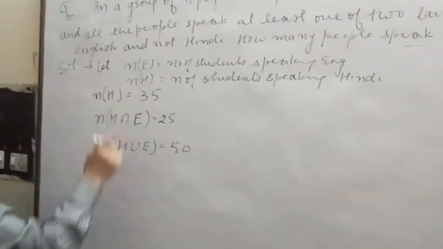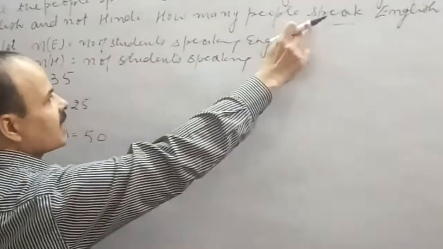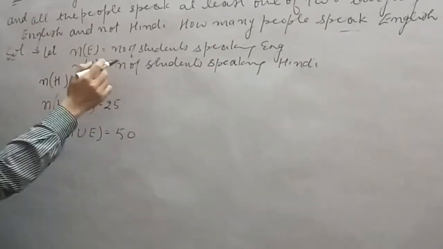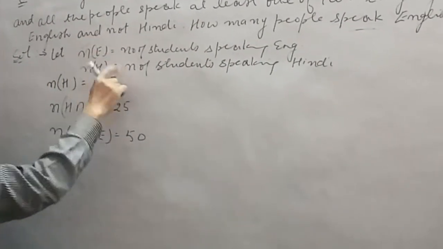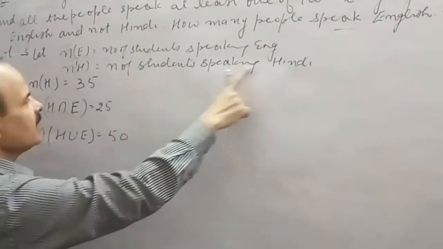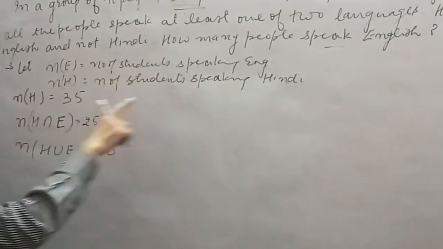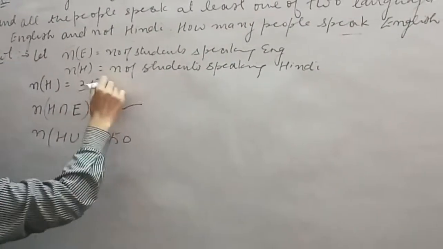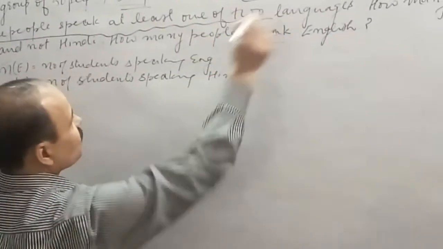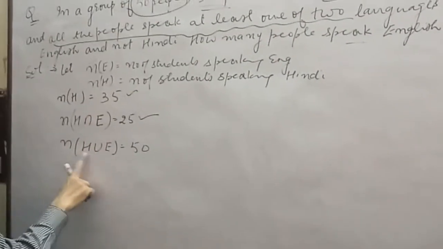So what do you have to calculate? You have to calculate how many are speaking English but not Hindi, and English including Hindi also. Now I have supposed n(E) the number of students speaking English and n(H) I have taken the number of students speaking Hindi. Now n(H), Hindi students, are given 35. Both speaking English and Hindi given 25, and all the students are speaking at least one of the two languages, means this total is given as the union. This total will act as the union.